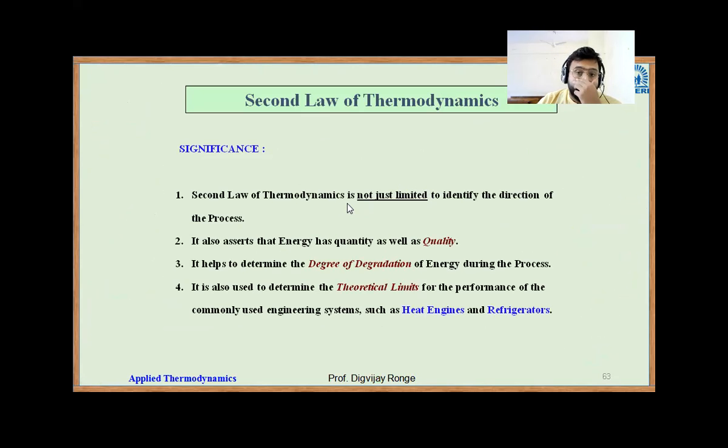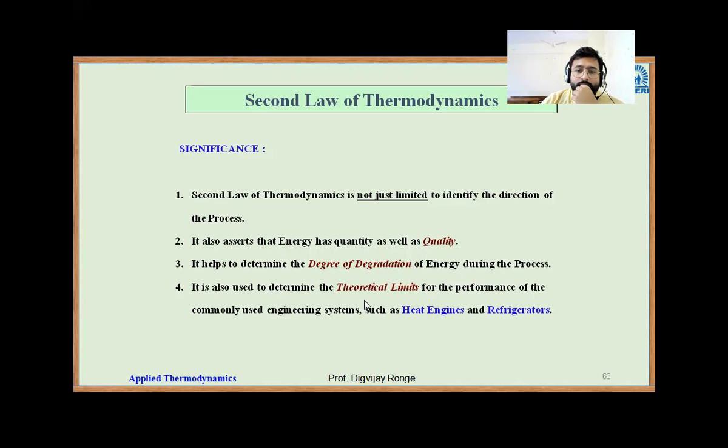Significant. Second law of thermodynamics is not just limited to identifying the direction of the process. It also asserts that energy has quantity as well as quality. So this is another concept, availability. That means out of available work, how much we can actually utilize. That also will be told by the second law. It helps to determine the degree of degradation of energy during the process. How fast the energy is being utilized, that also can be told.